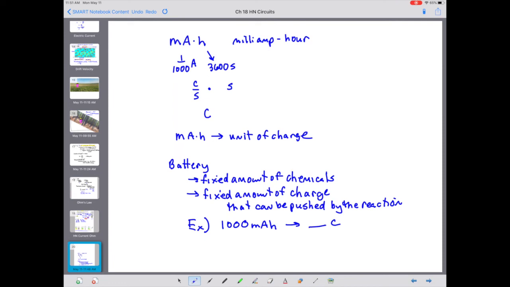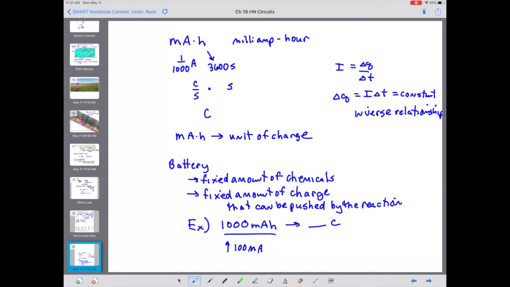If that's a fixed number, milliamps times hours, in terms of our equation, I equals delta Q over delta T. If I solve for delta Q, that would be I delta T. So that product of I delta T is equal to a constant, and that means that you have, at least for a battery, an inverse relationship here. So on our 1,000 milliamp hour battery, I might be able to have 100 milliamps running. And if I have 100 milliamps running, that's going to last for 10 hours.